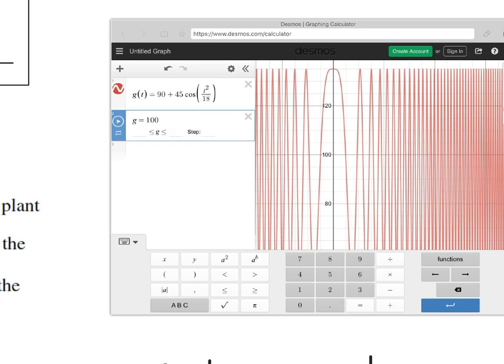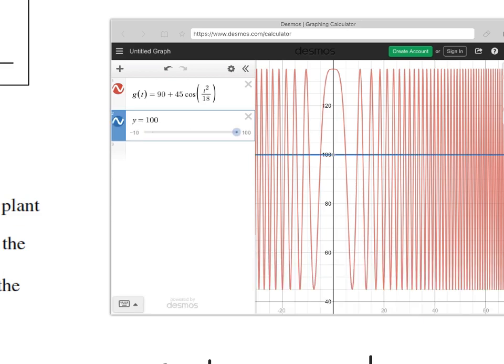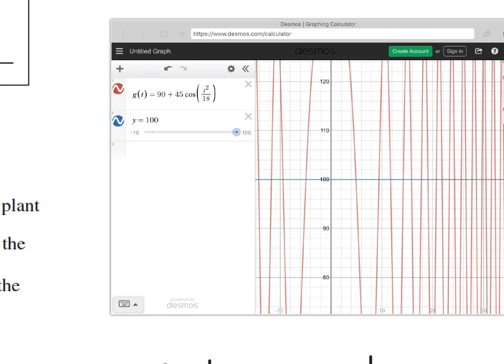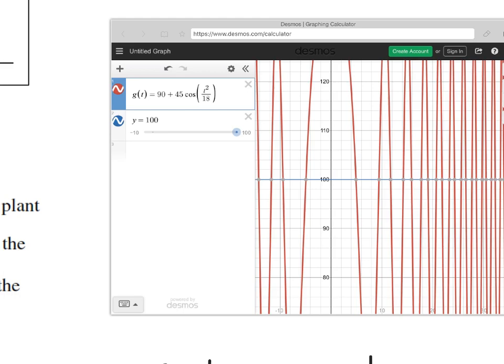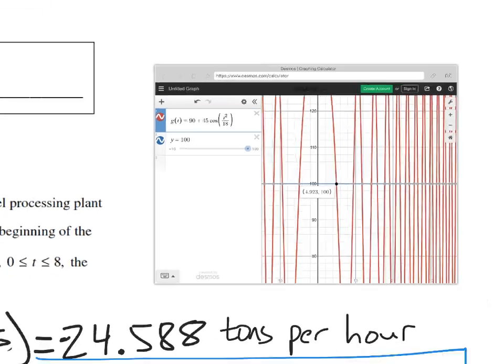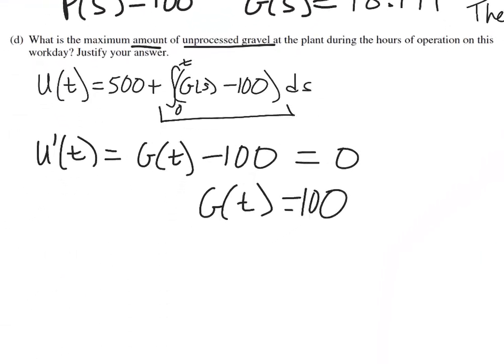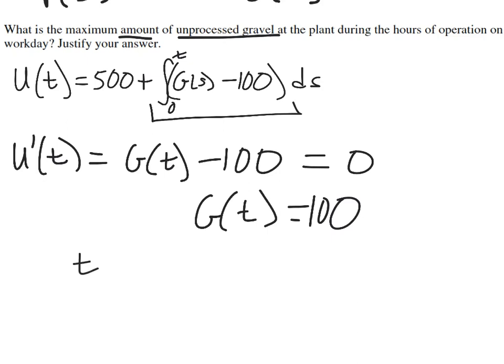Let's see. And really, we just want y equals 100. So let's go y equals 100. There it is. All right, so we want to know where this crosses, okay? And so we need to know, let me zoom in here, that might help. So we should have a point right there, at 4.923, where g of 4.923 is 100. All right, and that solves our equation. So t is 4.923.